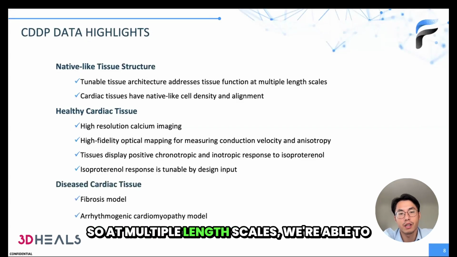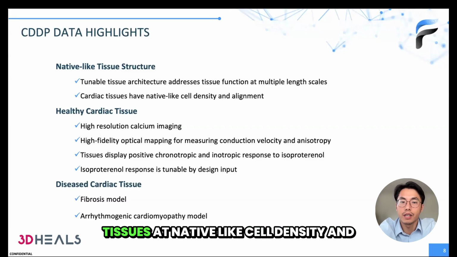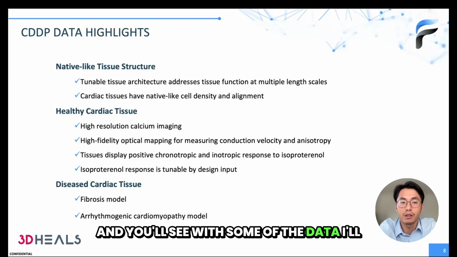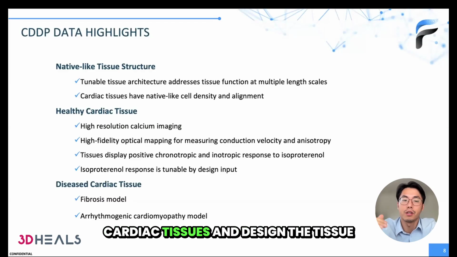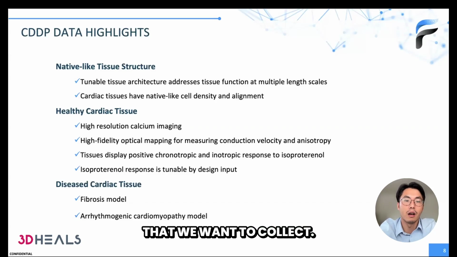So at multiple length scales, we're able to deposit these cells in cardiac tissues at native-like cell density and alignment. And you'll see with some of the data I'll show that we can build these healthy cardiac tissues and design the tissue specific to the imaging modality, the data that we want to collect.